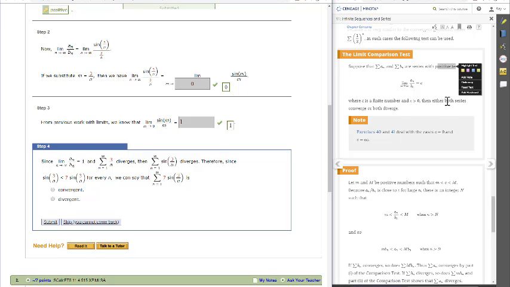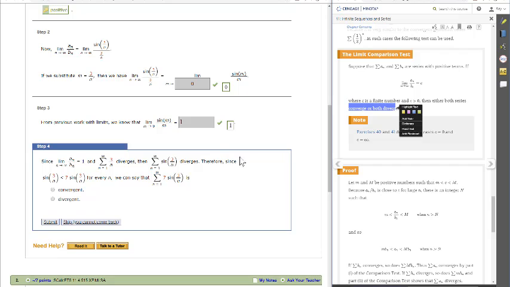And so now this number is a finite number that's bigger than 0. And so both series are going to do the same thing. And since we've seen that the series 1 over n diverges, that's going to have us conclude that the series with the sine is also going to diverge. So this is divergent.